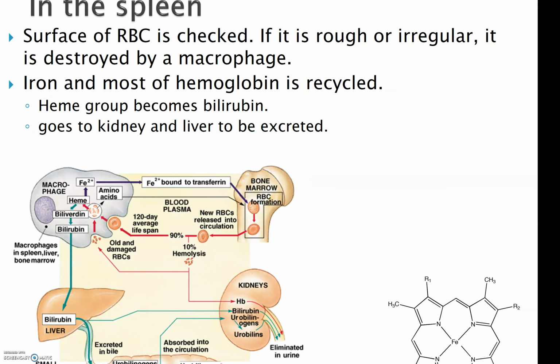So, in the spleen, the surface is checked. If it's irregular, if it's rough, it stands a chance of triggering a platelet, and the platelet will cause a block in a blood vessel. So it gets destroyed by a macrophage. They really are big eaters. The iron is going to be recycled. It gets sent back to the liver. Most of the hemoglobin is recycled.